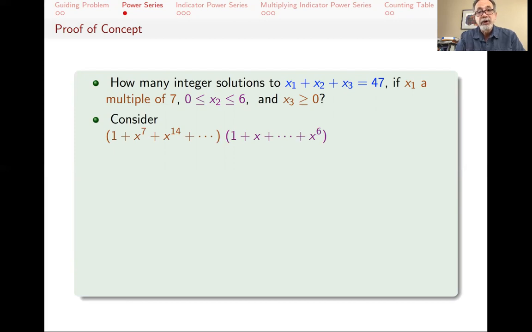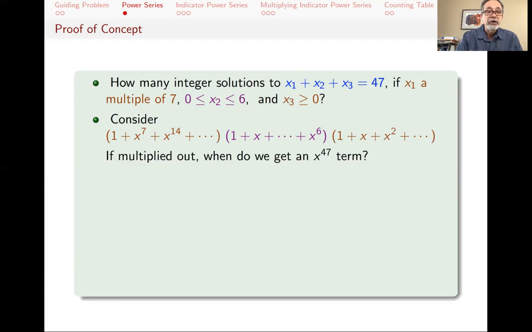This is actually a polynomial. And then 1 plus x^2 plus x^3 and so on. Now, I'm going to explain what this has to do with the problem we want to solve. The way we are going to do that is by asking the following question. If you multiply this out, what is going to be the x^47 term?